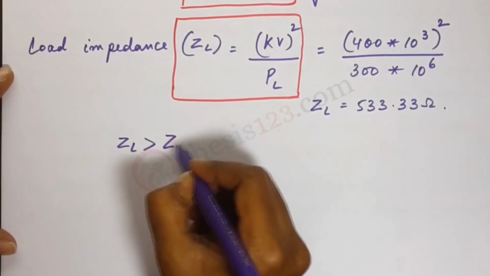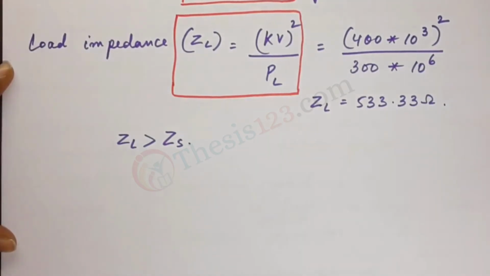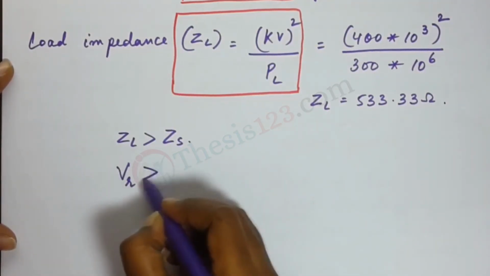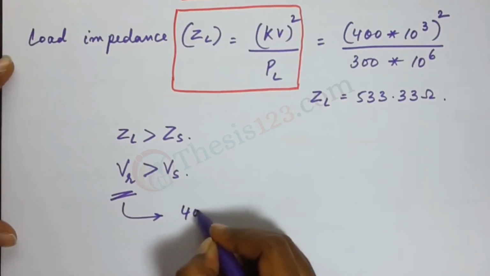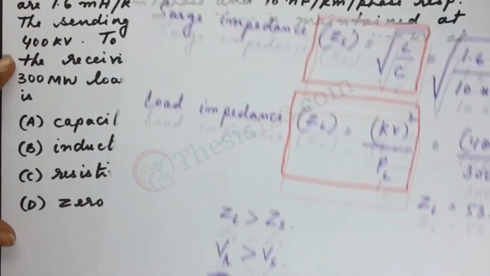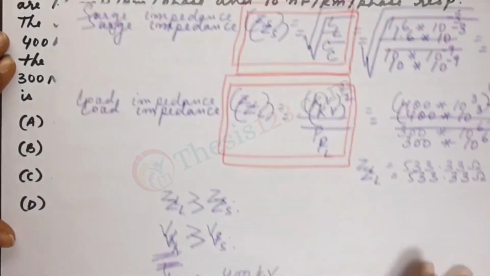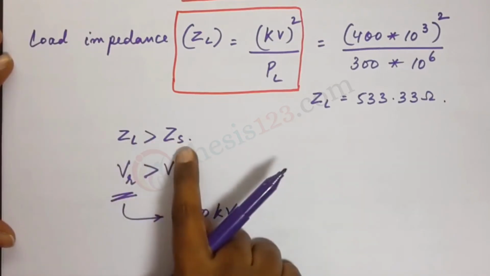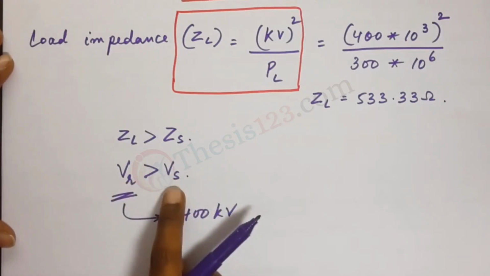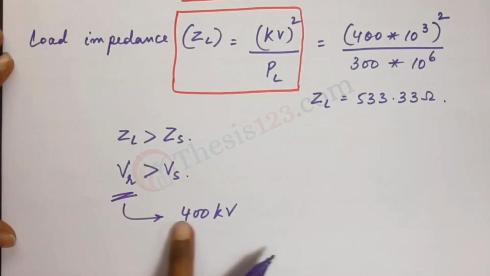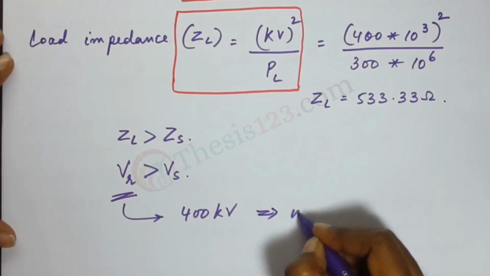Now this tells us that the load impedance is greater than the surge impedance, right? So ZL is greater than ZS. When ZL is greater than ZS, that indicates that the receiving end voltage will be more than the sending end voltage. So VR is greater than VS. So in order to reduce this voltage and keep it at a level of 400 kilovolts, that's what has been asked, to maintain a voltage of 400 kilovolts at the receiving end. Because the load impedance is greater than the surge impedance, the receiving end voltage is greater than the sending end voltage. So in order to keep the receiving end voltage at 400 kilovolts, as the question says, we would need an inductive compensation.